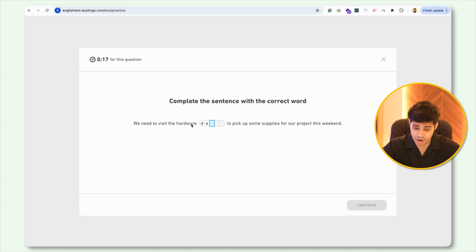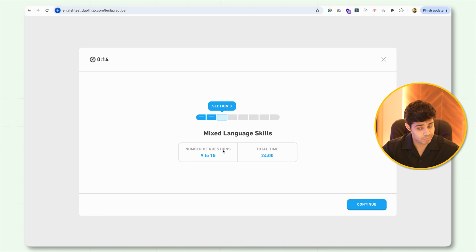We need to visit the hardware blank to pick up some supplies for our project this week. Hardware device? No. Harvard Delis? I'm not sure. I can't think of something. I know this is wrong. Well, can't fix that. Anyway, seeking validation, he often did things not for their intrinsic value, but for the blank he received. Praise he received. Right. We're not going to get all of them right, but that's okay. Sometimes the mind is just not working. Okay, let's move forward. Mixed language skills.